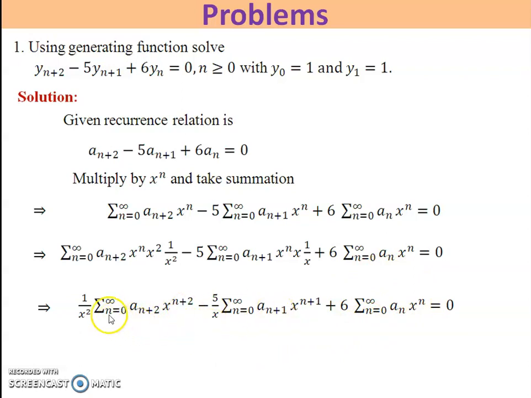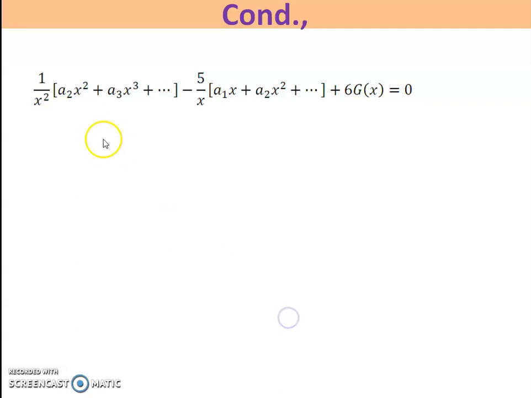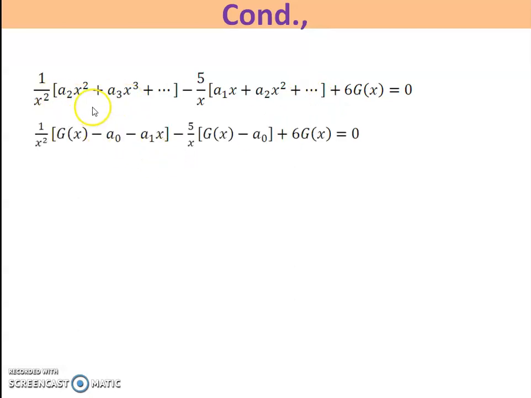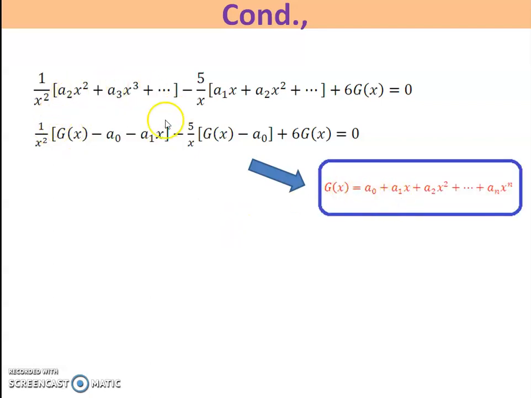For these two terms, expand this summation. If we put n equal to 0, it becomes a2 x square, a3 x cube, likewise. This becomes a1 x, a2 x square, likewise. See here, a2 x square plus a3 x cube. Here a1 x plus a2 x square and so on. Right? Now this can be written like this using this. What is g of x? g of x is the generating function a0 plus a1x plus a2 x square and so on. But here we require only from a2 x square.